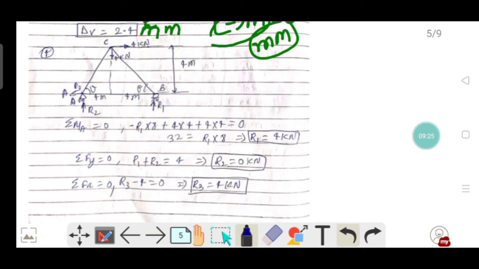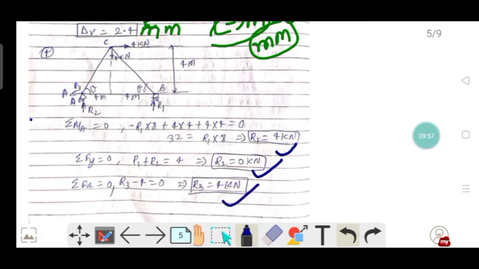Determinate structure means we can easily find the reactions with the help of equilibrium equations, that is, summation of Fx equal to 0, summation of Fy equal to 0, and summation of moment at any point equal to 0. From these equilibrium equations we easily find the reactions. So by using the equilibrium equations, we find the reaction R1 equal to 4 kilonewton, R2 equal to 0 kilonewton, and R3 equal to 4 kilonewton.